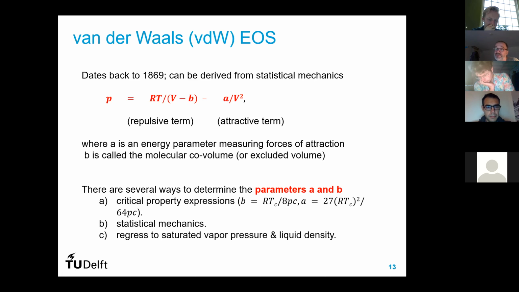If you have measurements of your vapor pressure and density, you can derive your own A and B for the given species, for the given chemical matter.